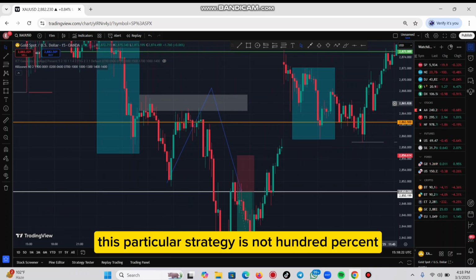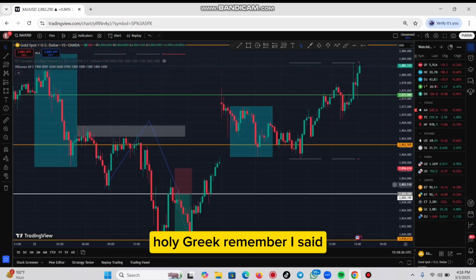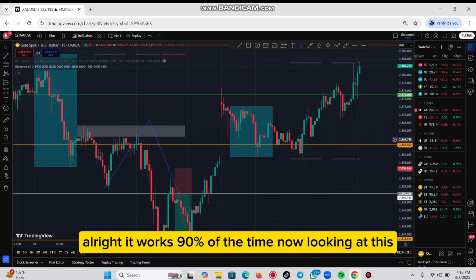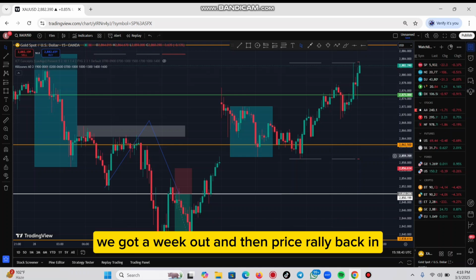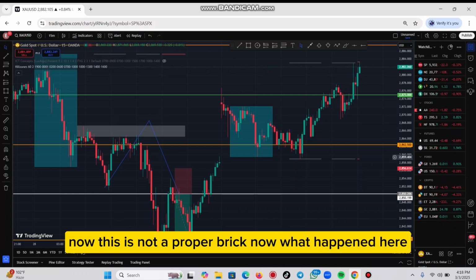Now mind you, this particular strategy is not 100% holy grail. Remember I said to you guys that it works 90% of the time. All right, it works 90% of the time. Now looking at this, this is not a proper break. Why is it not a proper break? Because it is a wick out. We got a wick out, and then price rallied back in. You can see that this candlestick closed in this range. Now this is not a proper break.